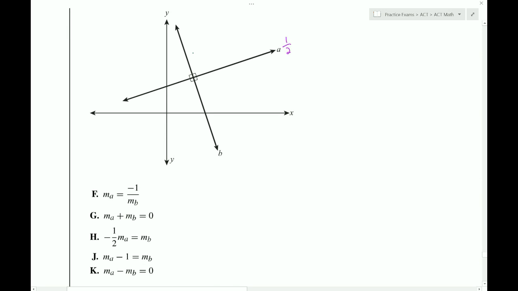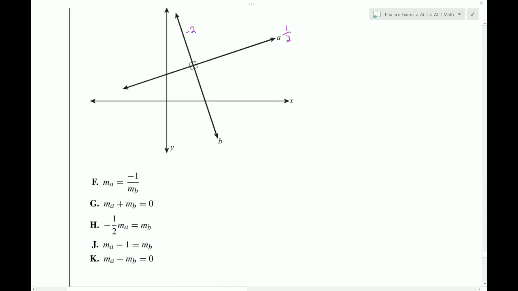Then the other one has to be perpendicular, which means a negative reciprocal. So this one would have to be -2, right? So let's test out if this is true. If I plug in A's value, which is 1/2, that's equal to negative 1 over negative 2. Is that true? Yes, it is. All right, so that one works.